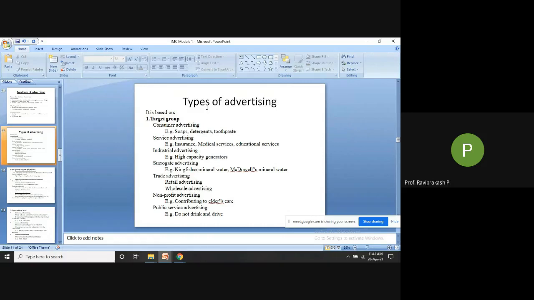Okay. Next comes surrogate marketing. What is surrogate marketing? You market one product in the place of something else. For example, for alcoholic beverages in India, we are not allowed to directly market them. So how are they marketed? Examples are Kingfisher mineral water, McDowell's mineral water.